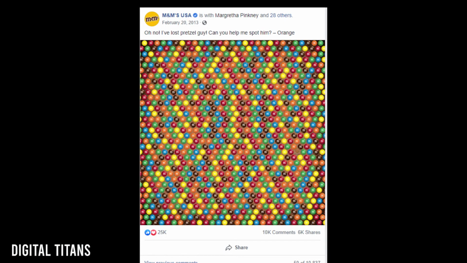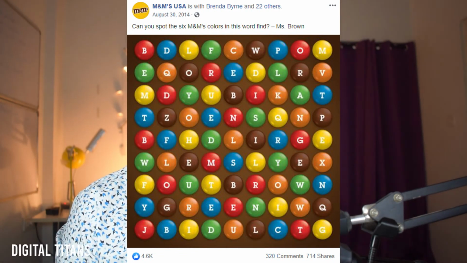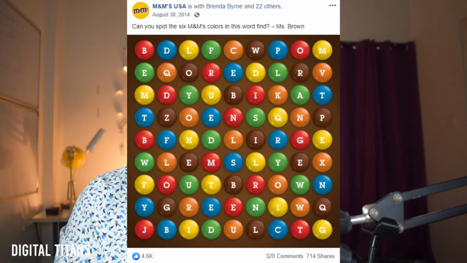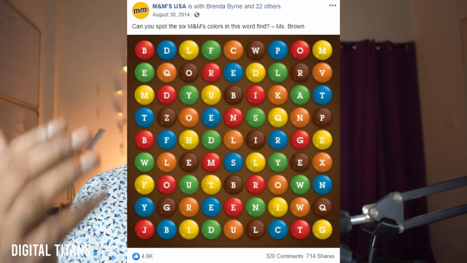Then here I found some really crazy examples. Now I think this is M&M's, where they came up with an activity called I Spy, which seems like a childish game, but you have M&M's hidden and you have to find something that's missing, or spot something in the image. This is particularly my favorite because it reads, can you spot the 6 M&M's colors in the word find? It's a word find puzzle where you have to find a word, and there should be all 6 colors.